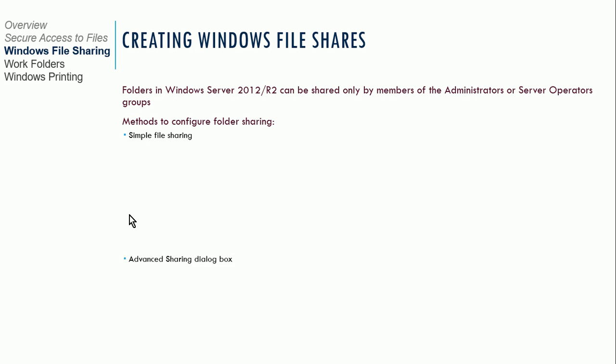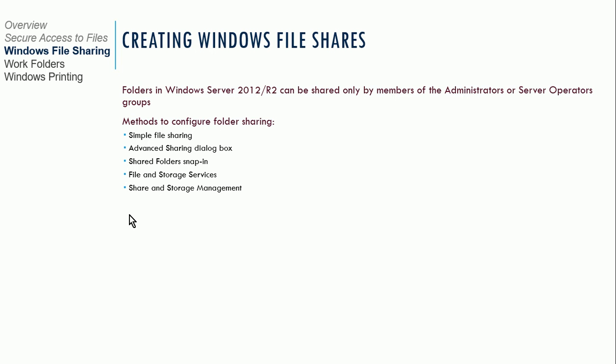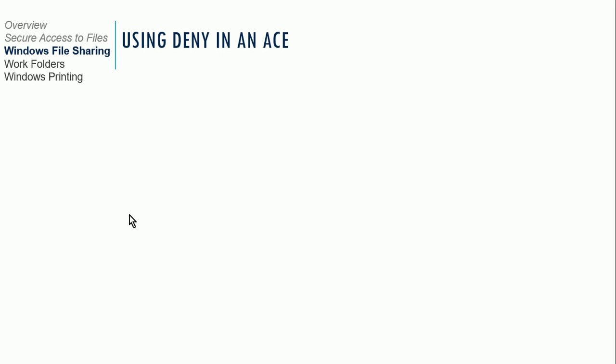You can use simple file sharing. There's the advanced sharing dialog box. You can use the shared folder snap-in. And then there's the file and storage services, as well as the share and storage management interfaces. So these are some various ways that you can configure file sharing in Windows Server 2012.